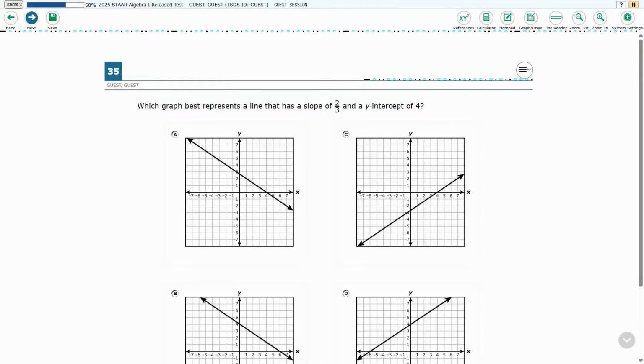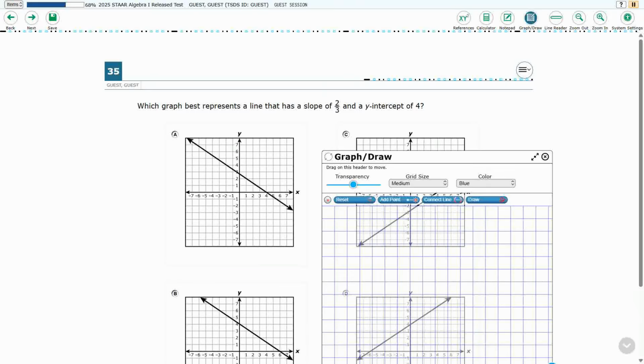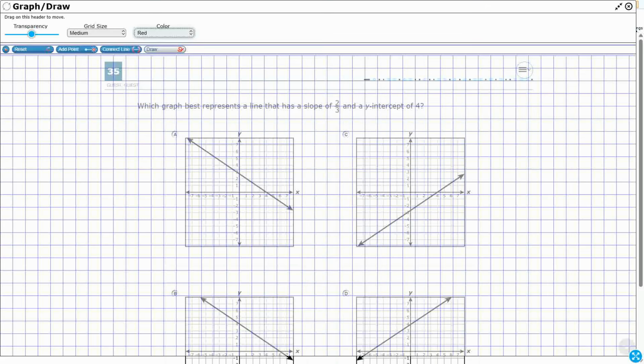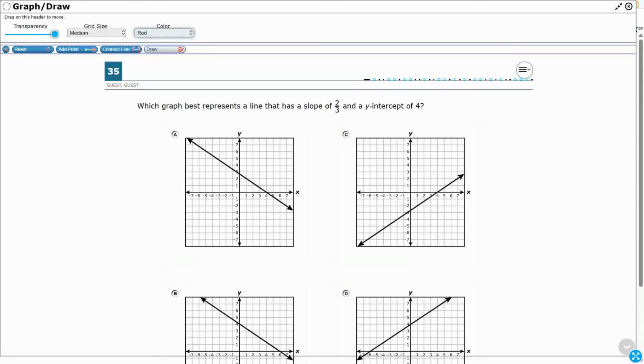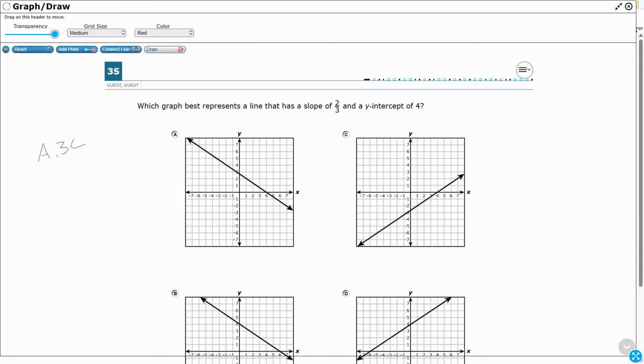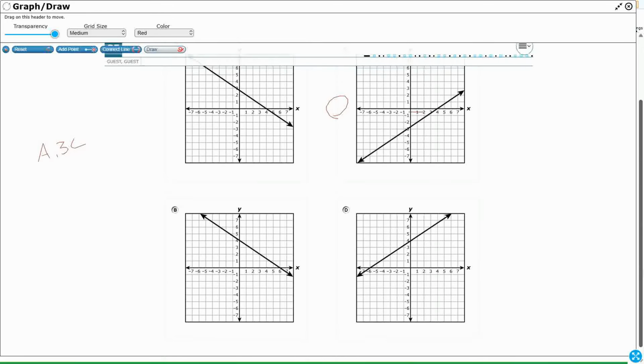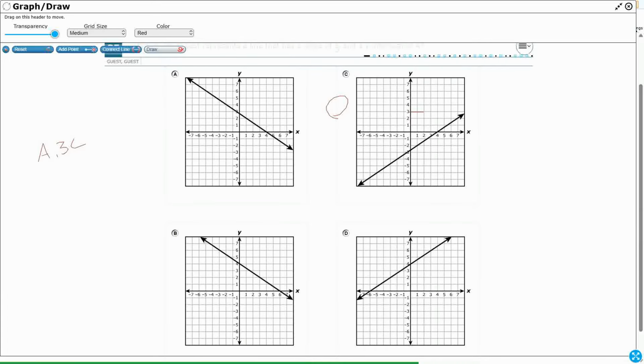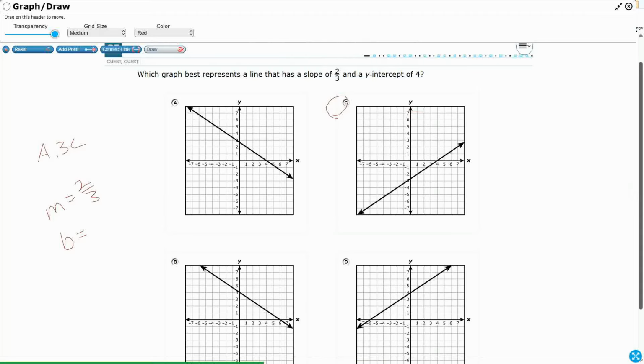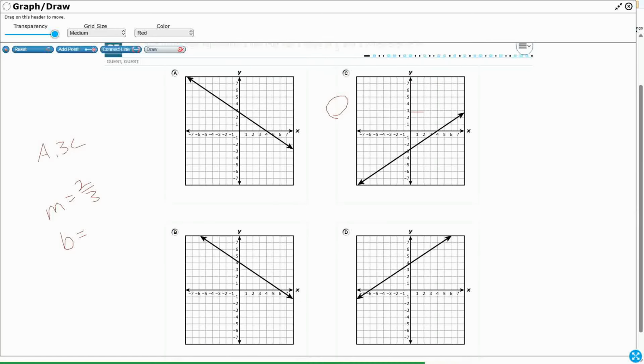Next, for number 35, we are graphing functions and identifying key features. This is A.3C. And we've got 4 different graphs here. And we simply are looking for slope of 2/3, y-intercept of 4. All right, that should be fairly simple. Let me copy those down here. So m equals 2/3, and then b equals, what do they say? 4. All right, so I'm going to go with the b first. Let's eliminate anything that doesn't have a y-intercept of 4.